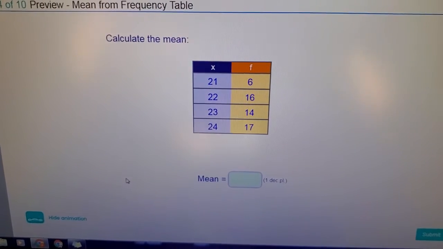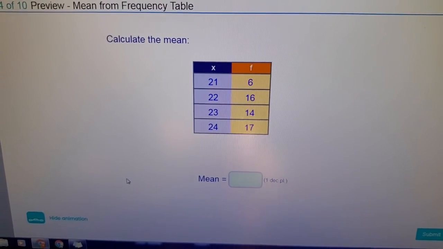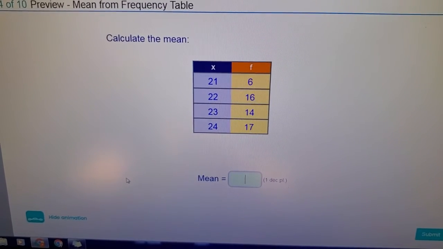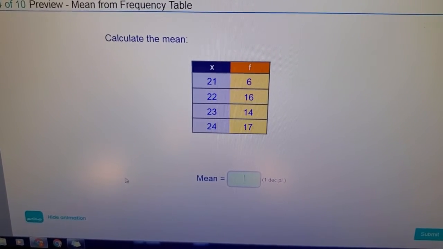Now this question is calculating the mean from a frequency table, which is one of the more difficult questions. You're going to want to use paper for this. I'm just going to show this question here.